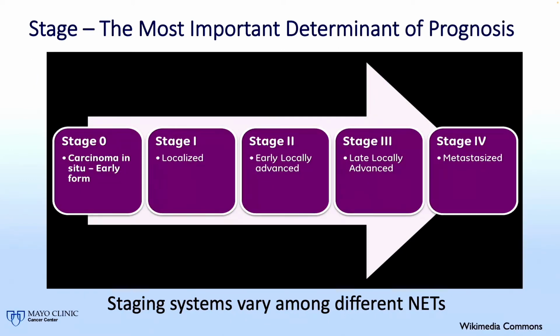So what about stage? Stage is really the extent of the disease. So where is it? Stage 0, we almost never see in neuroendocrine neoplasms. That's a carcinoma in situ, so let's say a few cancer cells in the lining of the colon or the stomach. We occasionally see this on biopsies. Stage 1 is localized. Stage 2 is still localized, but a larger tumor. Stage 3 has now gone typically into lymph nodes. Stage 4 is the highest stage, when the tumor has gone places: liver, bones, somewhere else.